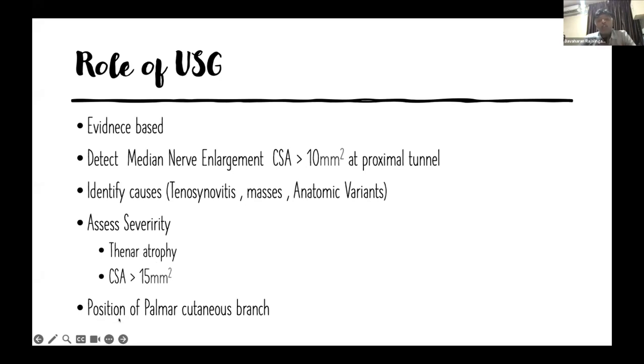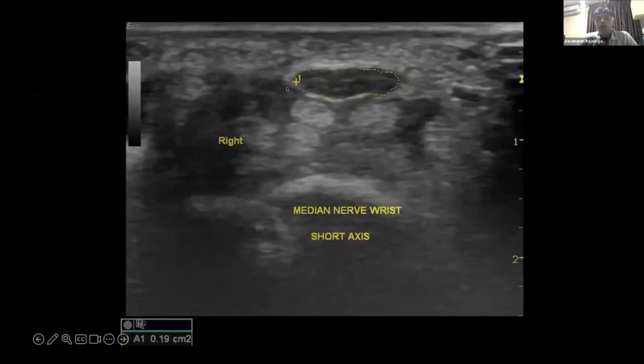But it is also important for me as a radiologist to say where the palmar cutaneous branch is, because it should not be inadvertently damaged, whether it is in normal position or has any variation. So this is how the median nerve is in the wrist. These are the flexor tendons. You could see here how we mark and get the cross-sectional area of the median nerve. You could see here an area of 1.9 millimeters square.